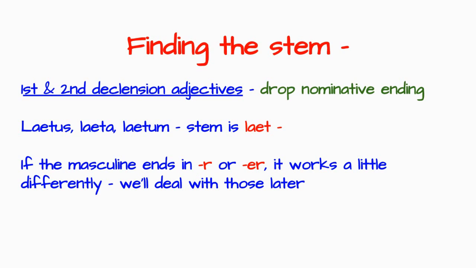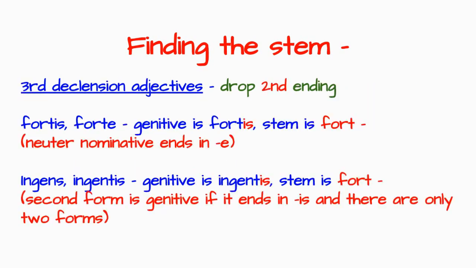Notice there are some adjectives that end in r or er in the nominative singular. Finding the stem is going to work the same way, but we do different things with the comparative and superlative with those. So we're not going to talk about those today.